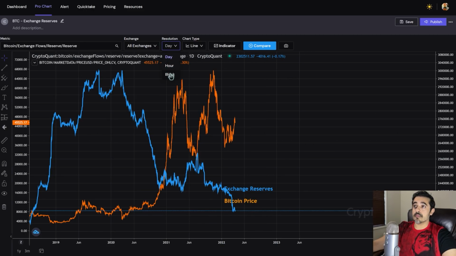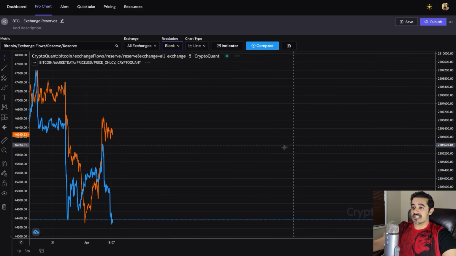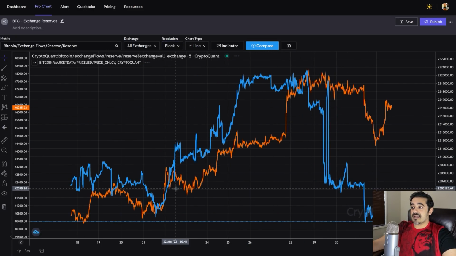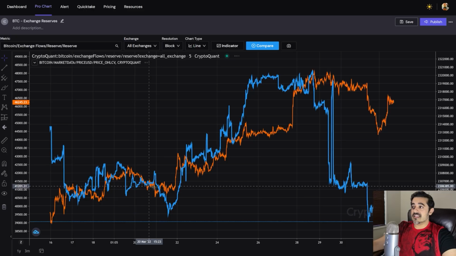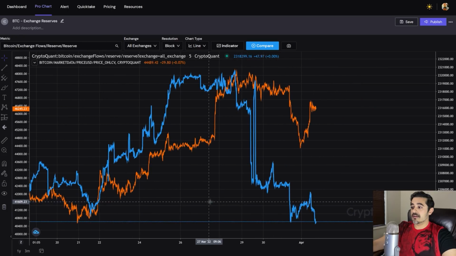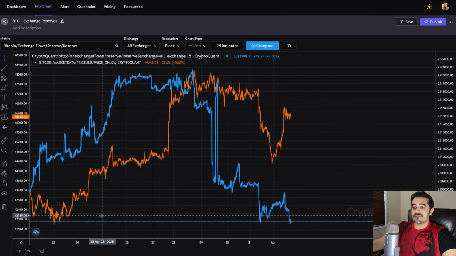If we go to the block level, it makes a little bit more sense, right? You look at the block level and you see that since this entire jump, the exchange reserves have kind of followed the price. Look at the last few days, right? We go back to like from the 24th to now. That's what we're looking at.